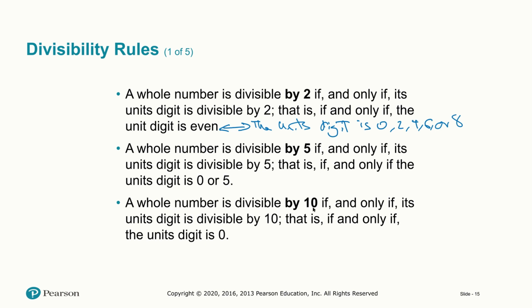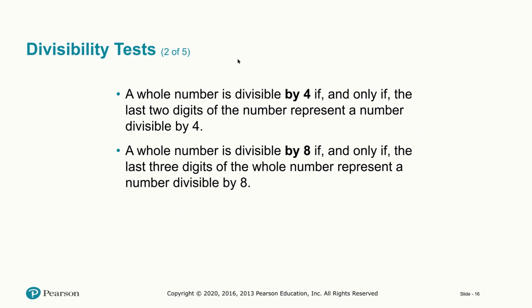What kind of numbers are divisible by 10? Not as many. The ones that are divisible by 10 only end in a 0, okay? So only if a number ends, meaning if it has a units digit that's a 0, is it divisible by 10? Few more divisibility rules.